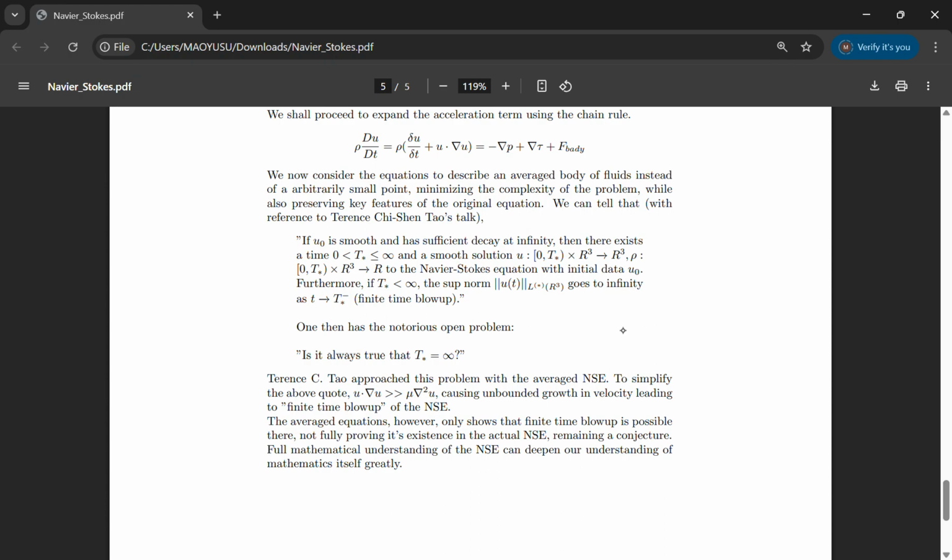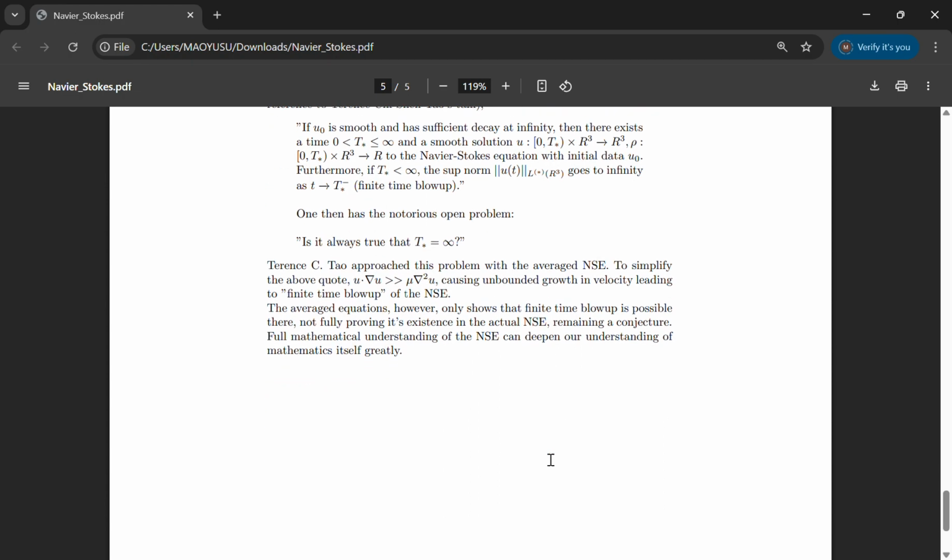So finite time blowup is basically what I explained here. u dot product nabla u is far bigger than mu times nabla squared u, causing unbounded growth of velocity. So velocity will just go to infinity, and this doesn't make sense. That's why I started this in the first place. This one is the transport term, by the way, and this one is the viscosity term. This one wants it to move, this one doesn't. So it's especially a tug of war, in Terence Tao's analogy.